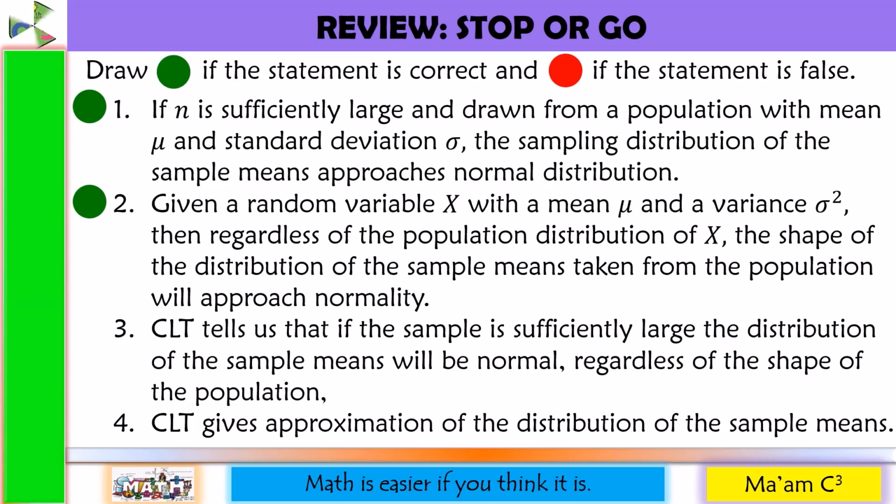Number 3. Central limit theorem tells us that if the sample is sufficiently large, the distribution of the sample means will be normal, regardless of the shape of the population. This is go. Last one. Central limit theorem gives approximation of the distribution of the sample means. This one is a stop.